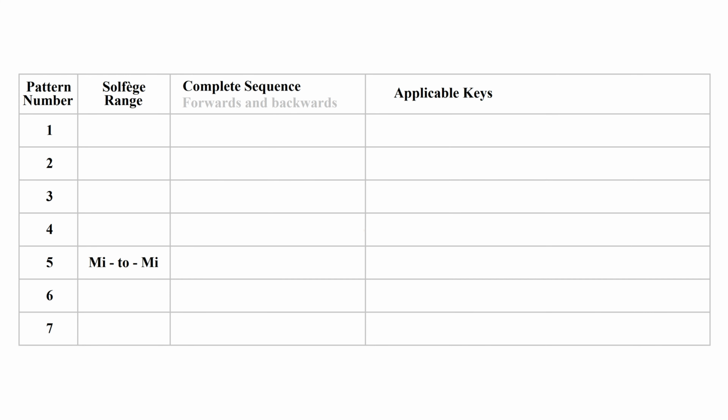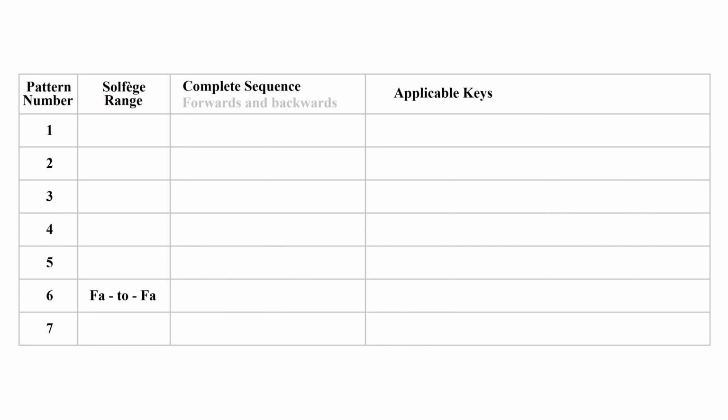The fifth pattern, from Mi to Mi. Ascending seconds, going forward, Mi, Fa, Sol, La, Si, Do, Re, Mi. Going backwards, descending seconds, Mi, Re, Do, Si, La, Sol, Fa, Mi. The applicable keys, Mi major with 4 sharps, Mi minor with 1 sharp, Mi flat major with 3 flats, Mi flat minor with 6 flats.